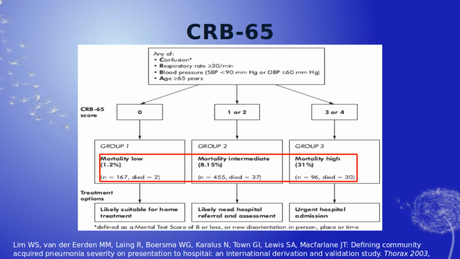They also wanted to take a look at how well the CRB-65 could perform. This was for primary care physicians who did not have a urea level, and they found similar mortality and risks as compared to the CURB-65. So when you're actually looking at how well it's performing, it's not too bad, as we would expect, in predicting mortality. Particularly groups 0 and 1 would be our groups of interest.